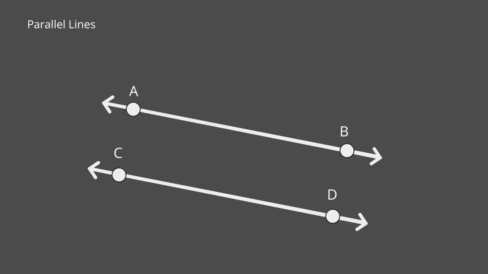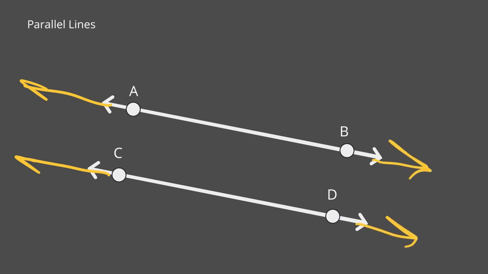Now, what if we have two lines or rays or line segments that never touch? In this case, you can see that we have lines going on forever in both directions, but they will never touch each other. In this case, we call them parallel lines. You can sort of think of these like railroad tracks, where they always are next to each other, but they never get any closer or further apart.